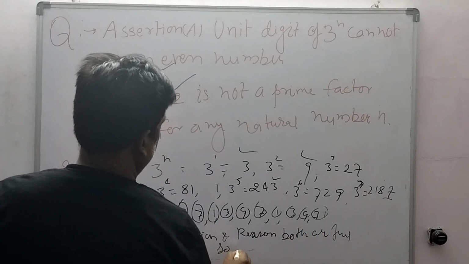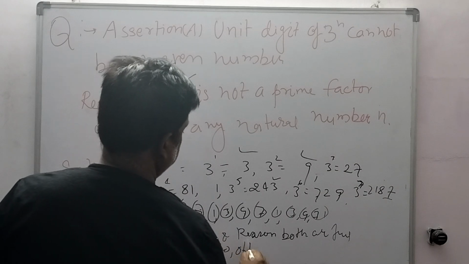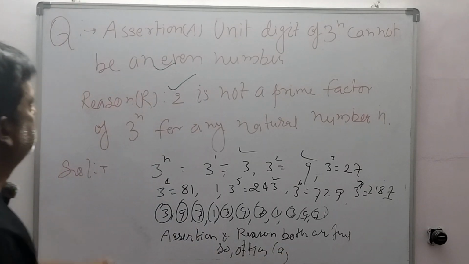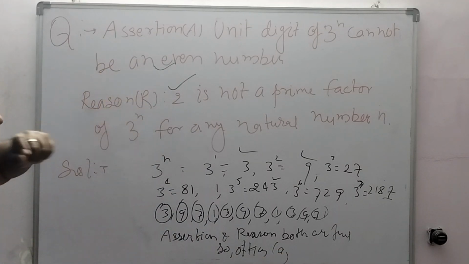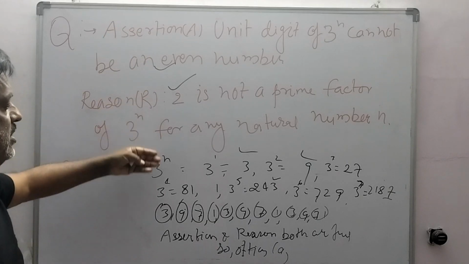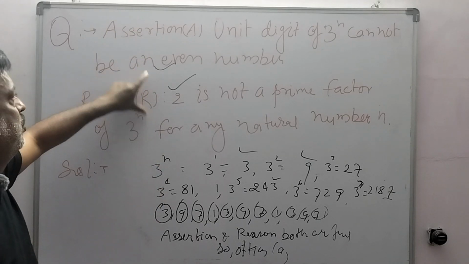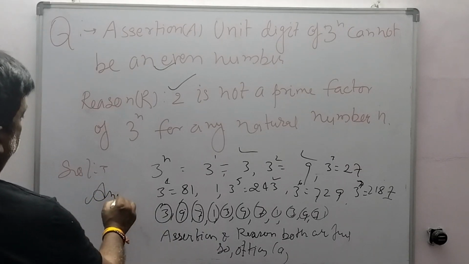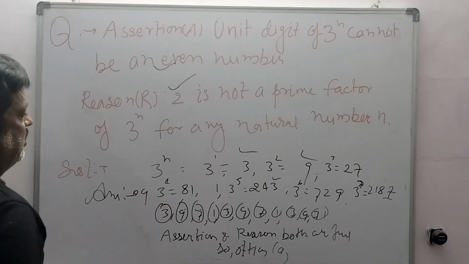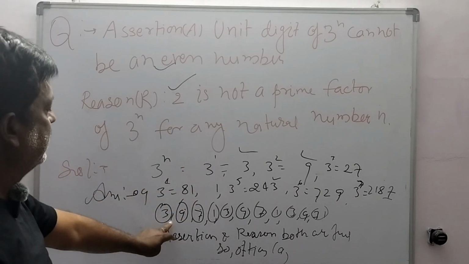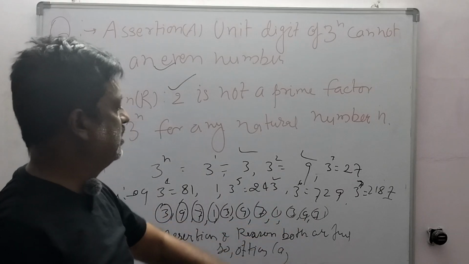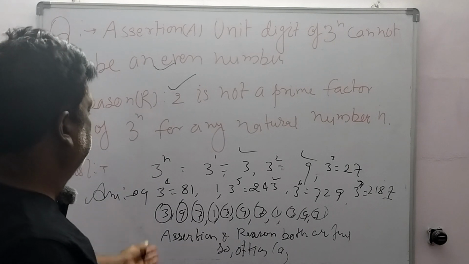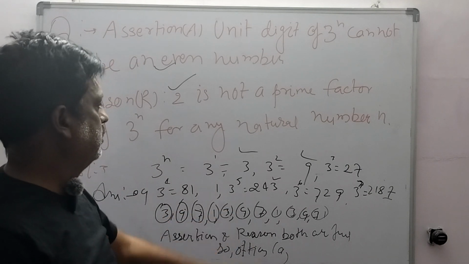So which option is given for both are true? Option A is given for assertion and reason both true. Different conditions A, B, C, D options are given, but if both are true, then option A. So the answer is option A. We have to simply put 1, 2, 3 and we are getting 3971, 3971. This is repeating, so we are getting the same digit pattern.